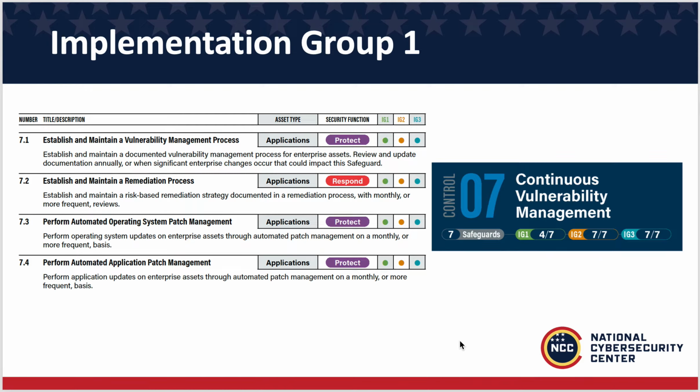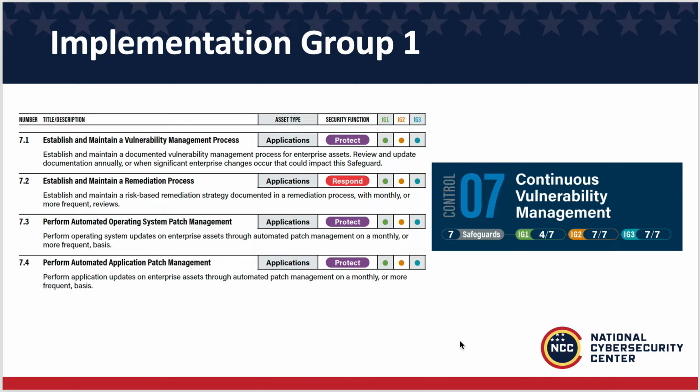Looking at implementation group number 1, 7.1, 2, 3, and 4. As usual with the first couple controls, we're looking at having policies, processes, and procedures here. So we're looking at maintaining a vulnerability management process. How often are you reviewing and updating your documentation, especially when changes happen? When you do need to remediate something, when does it have to occur? Is it going to be immediately? And looking at that process and updating it frequently.